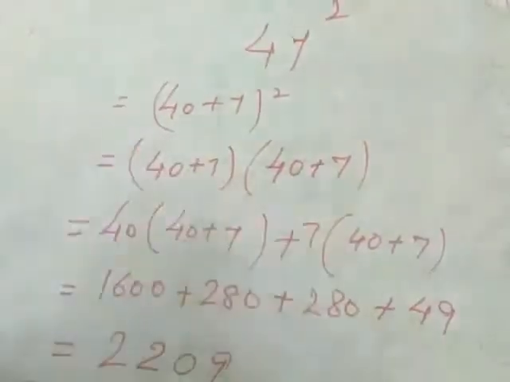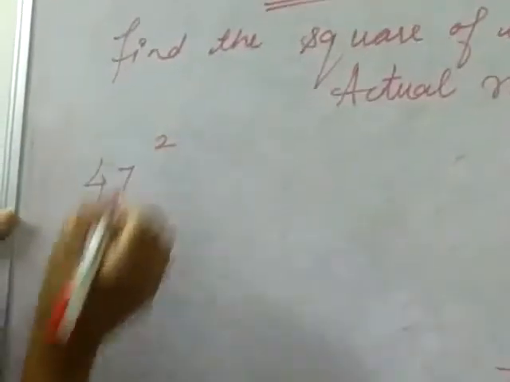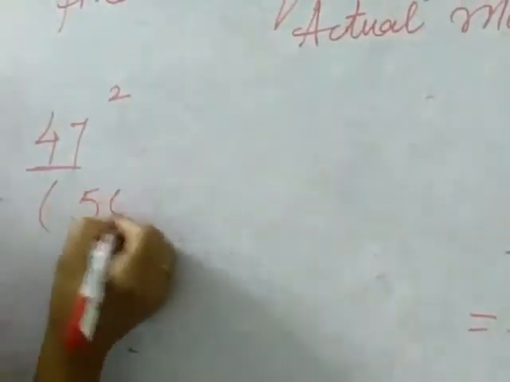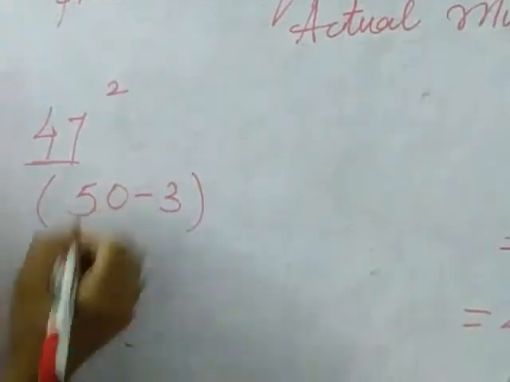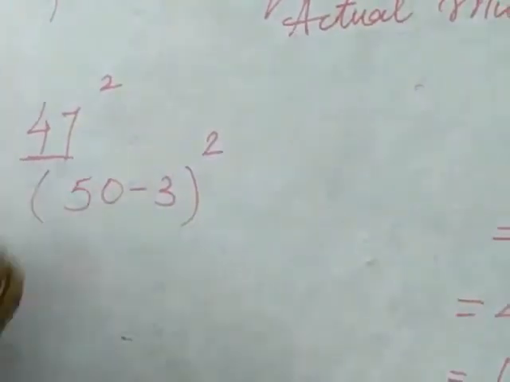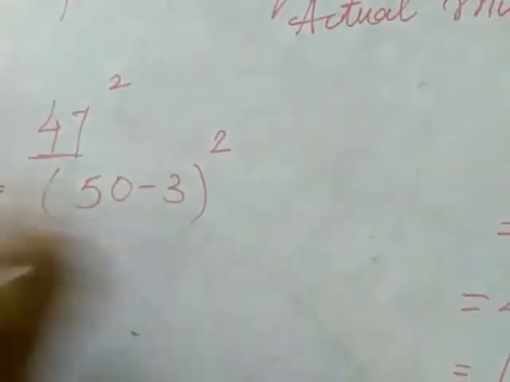Now this sum can also be done like this. 47 square. Now we are making the calculations easy by using these tricks. Now 47 can also be written as 50 minus 3. See, this is more easy. The estimation: 47 is closer to 50. So this can also be written as 50 minus 3.